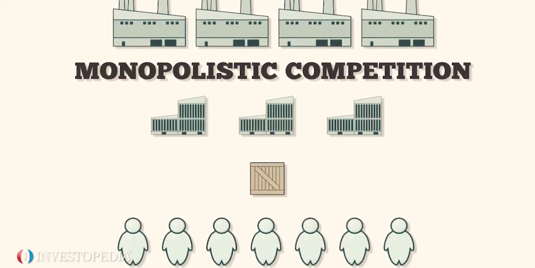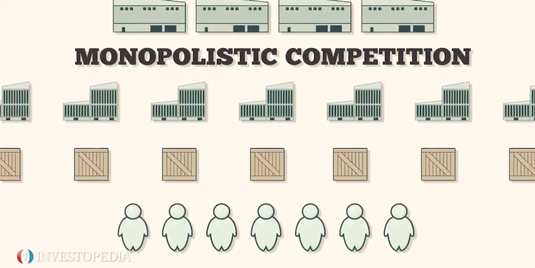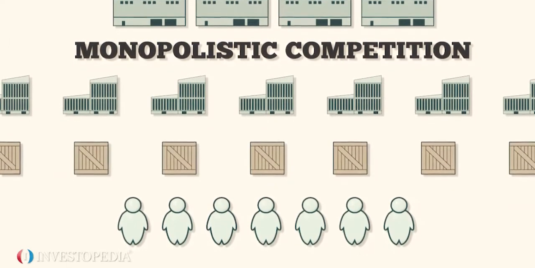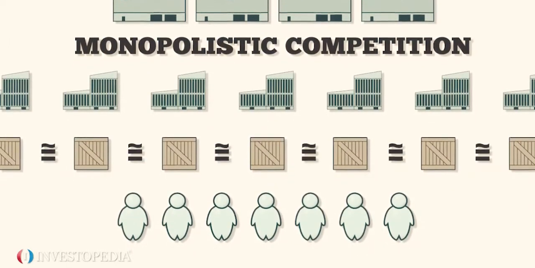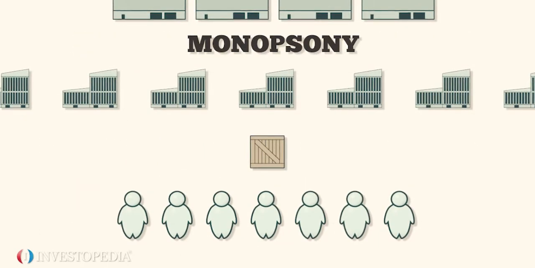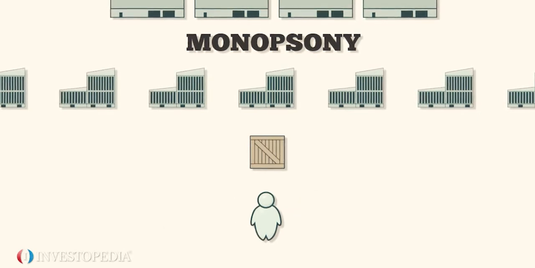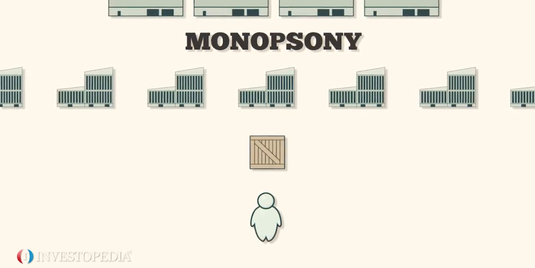Monopolistic competition exists when many sellers offer similar products to many buyers. Fast food restaurants feature monopolistic competition by creating similar products that are not perfect substitutes. In a monopsony, there are many sellers of a product, but only one buyer. The U.S. defense industry is a monopsony.